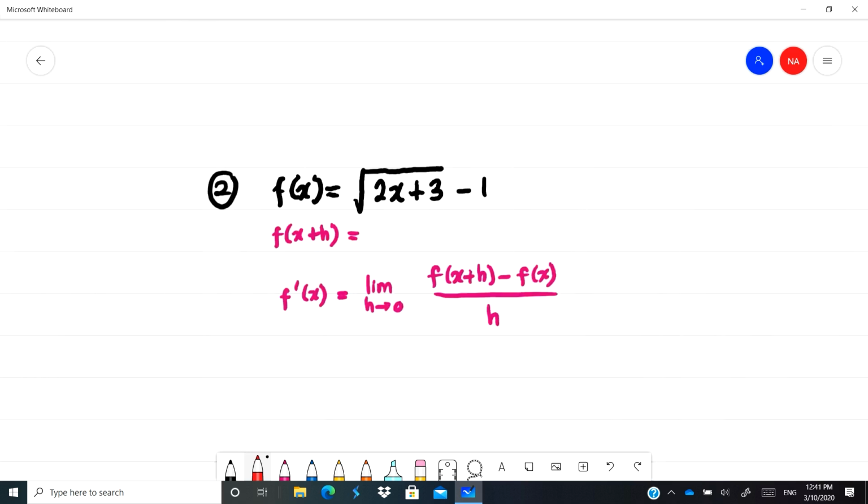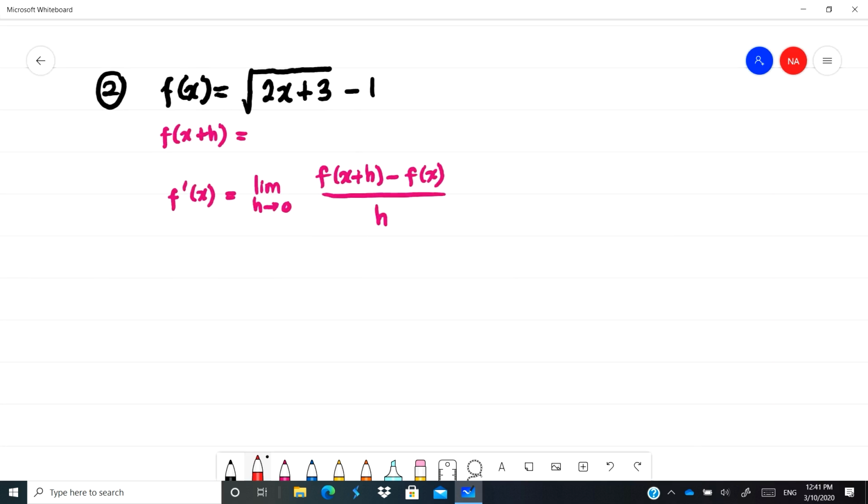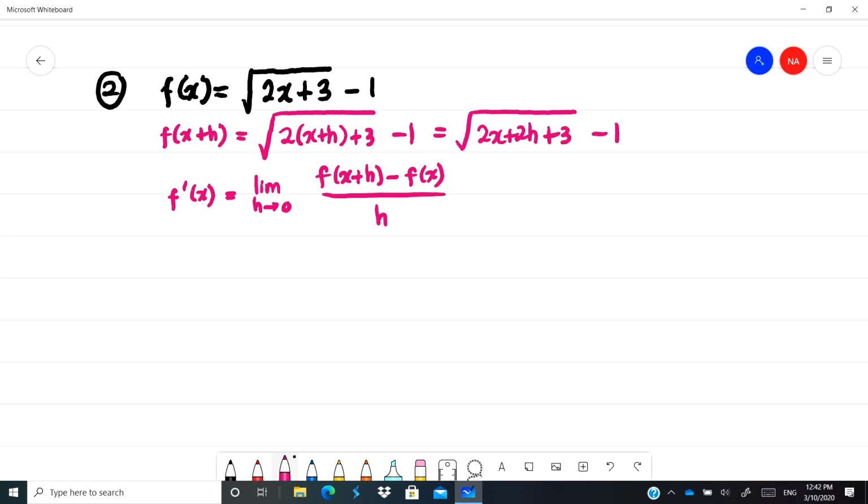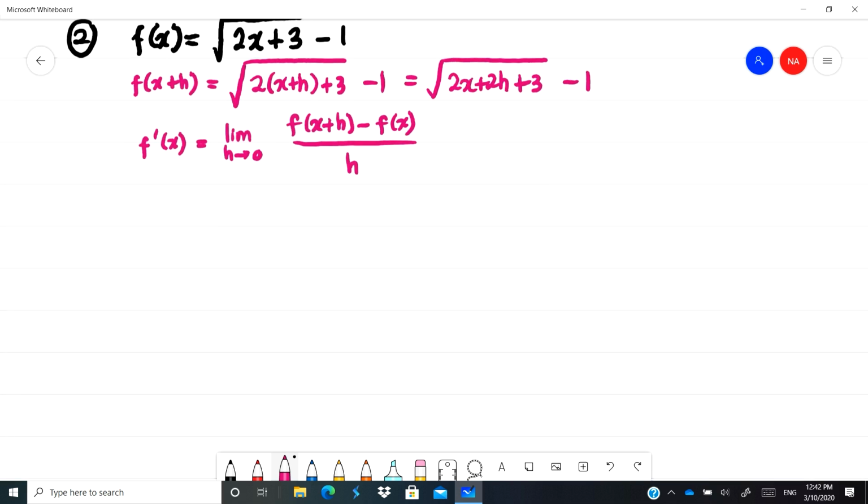All right, so let's move to question number 2. What if we have a square root here? If we have a square root, firstly we have to find f(x plus h). The same procedure here: 2 of x plus h, plus 3, minus 1, which can be expanded to 2x plus 2h plus 3 minus 1. Now we're going to substitute into the formula. Always write the formula first.